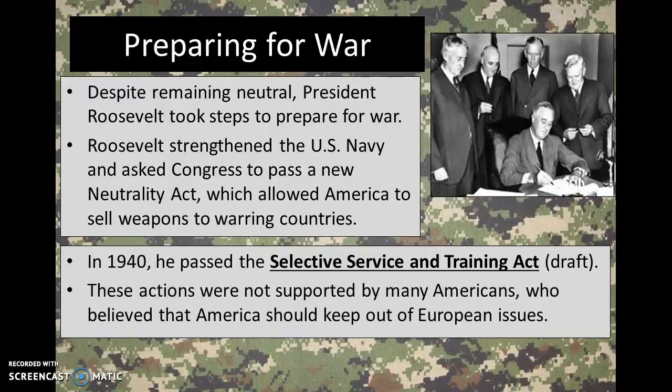Now, there were a lot of Americans who did not support these steps that Roosevelt took for possibly entering into the war, because again, many Americans after World War I and still dealing with the Great Depression believed that America should just keep out of European problems and just worry about getting America back to where it had been before the Great Depression had happened.